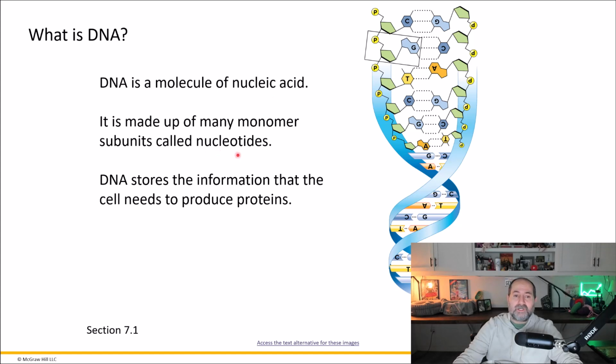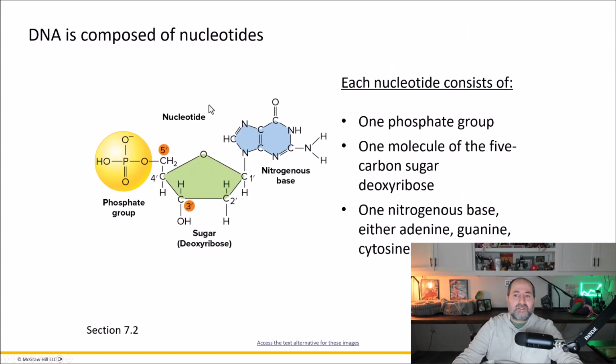So again, don't forget that DNA and RNA are nucleic acids made up of building blocks called nucleotides. You should definitely know the three parts of a nucleotide. A nucleotide consists of, remember, a phosphate group, a pentose sugar, and a nitrogenous base. Very important to remember that.